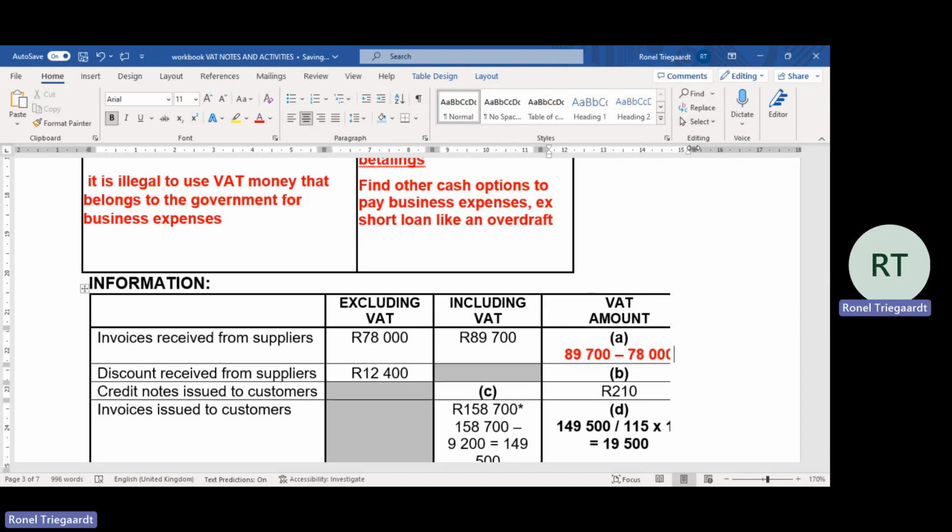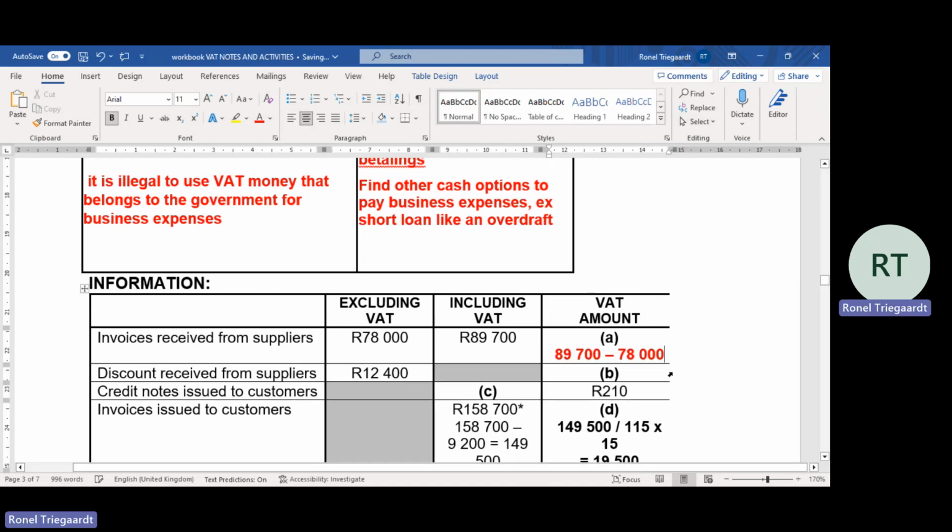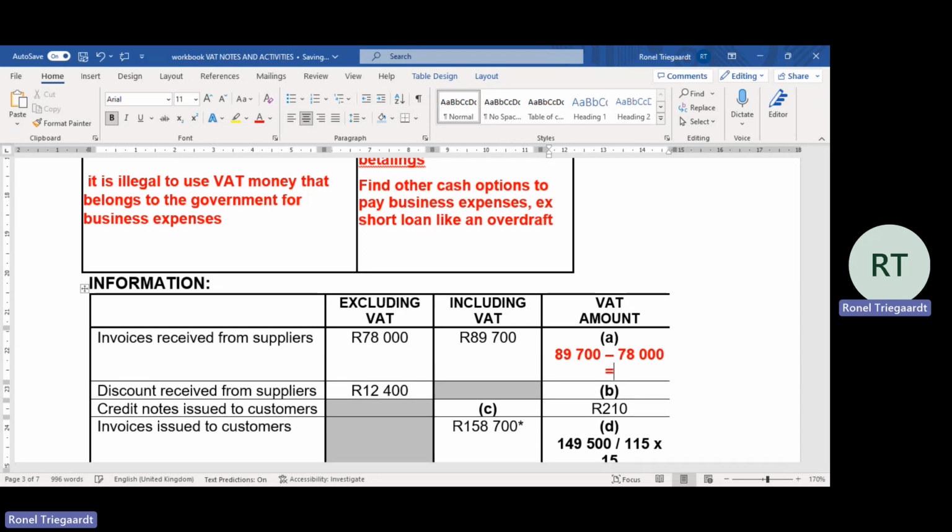And that is going to give you the VAT amount. If you do that, you will get the VAT amount and that equals 11,700. Is there anyone who had a problem with that one? Remember, this comes from a previous grade 12 paper.